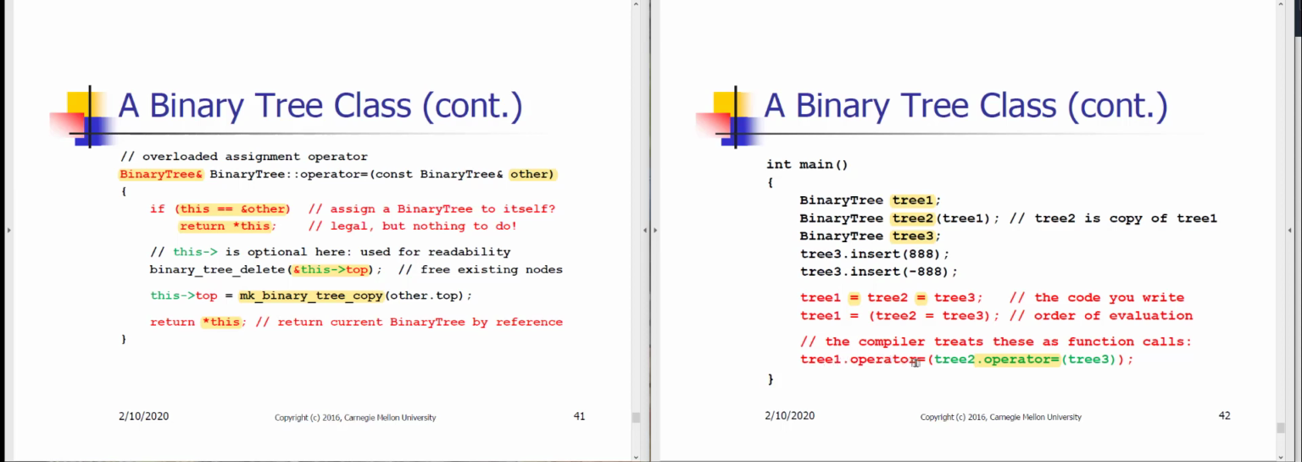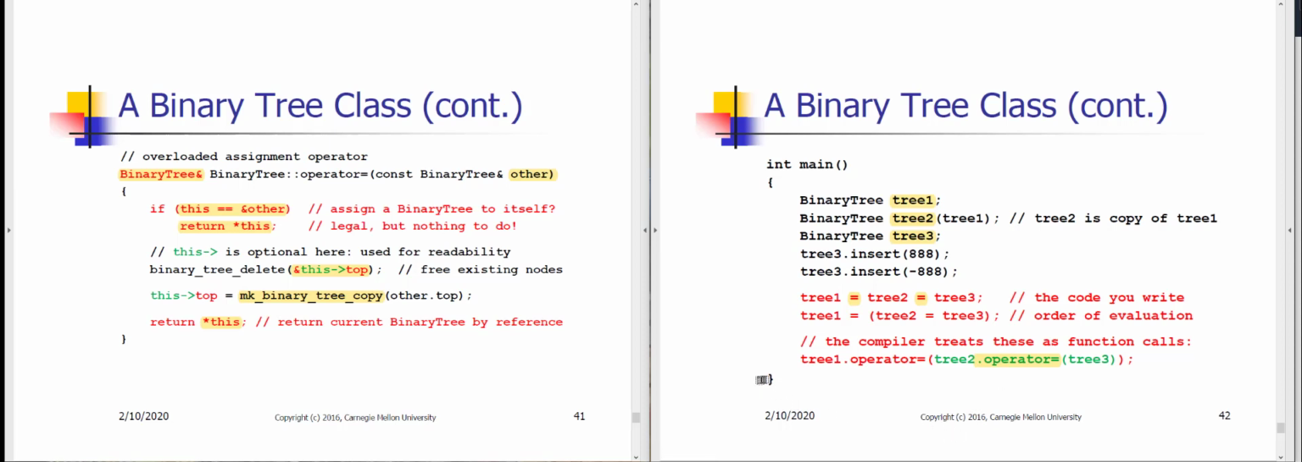Okay, so in the red statement here, we have L tree 2 being passed in by reference, so L tree 2 is other, and L tree 1 is the current binary tree object, and the whole thing happens again. So when we're done with that statement, we now have L tree 1, L tree 2, and L tree 3, each having its own independent copy of this two-node tree with 888 at the root and minus 888 as the left subtree.